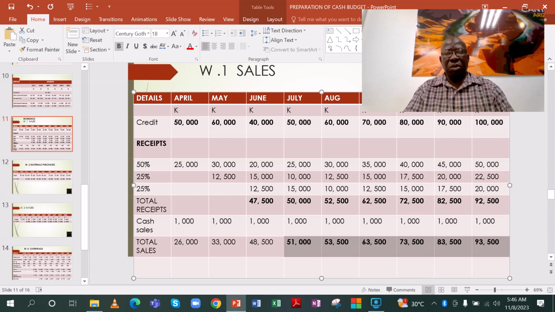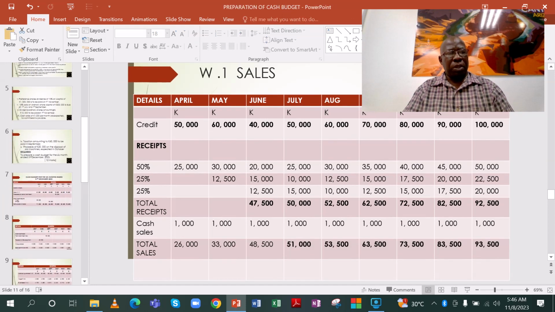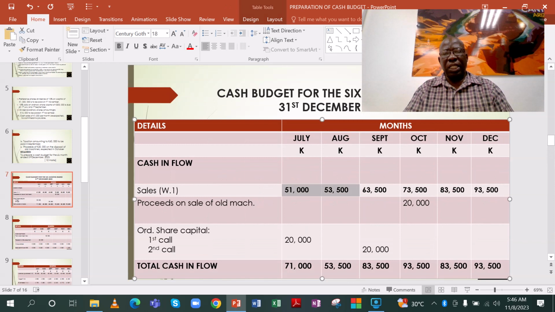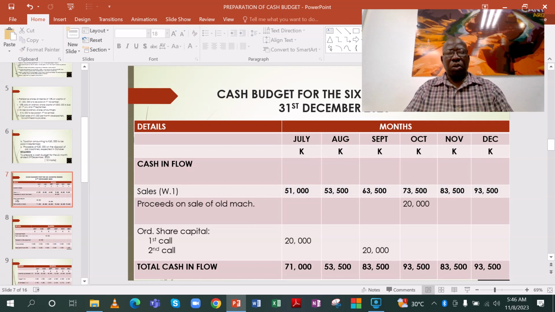That's how we're going to determine revenue arising from sales, both from credit and cash sales. Once we get these figures, we slot them in the template. The solution is under working one. We're getting these figures from working one, from July, August, September, October, up to December. Those are the revenue from sale. You have to indicate which workings you have used to derive these figures. In this case, we are using working number 1.